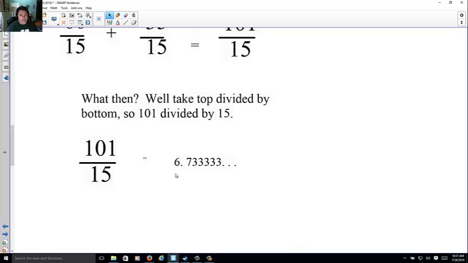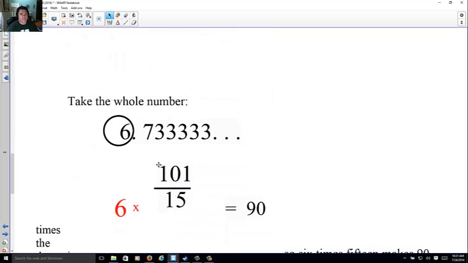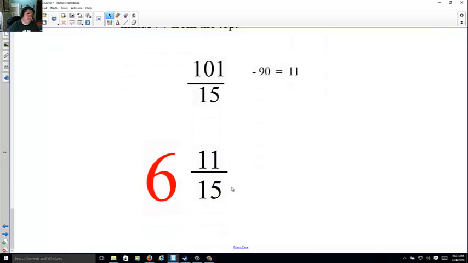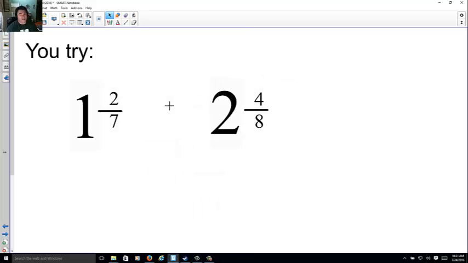6.7333333. All I care about is the 6. Big 6, so what's 6 times 15? I get 90. So we're simply going to pick 90 off the 101 and get 11 over 15. I went back through that pretty fast. That's pretty complicated. Don't worry, we'll be doing some in class for practice. You try. Go ahead.